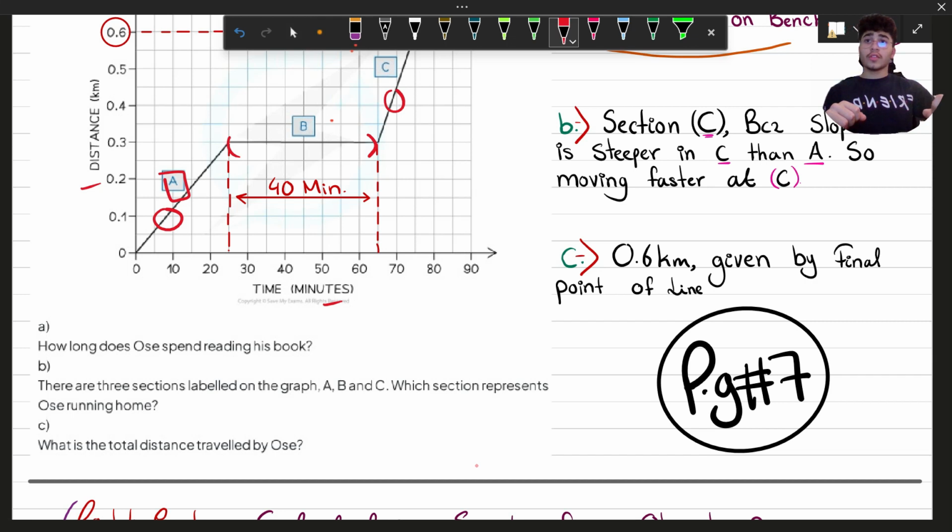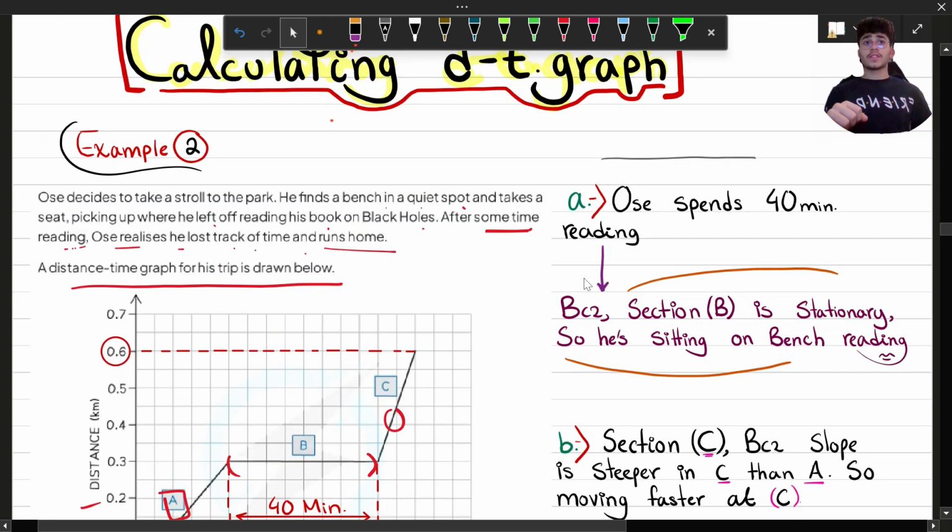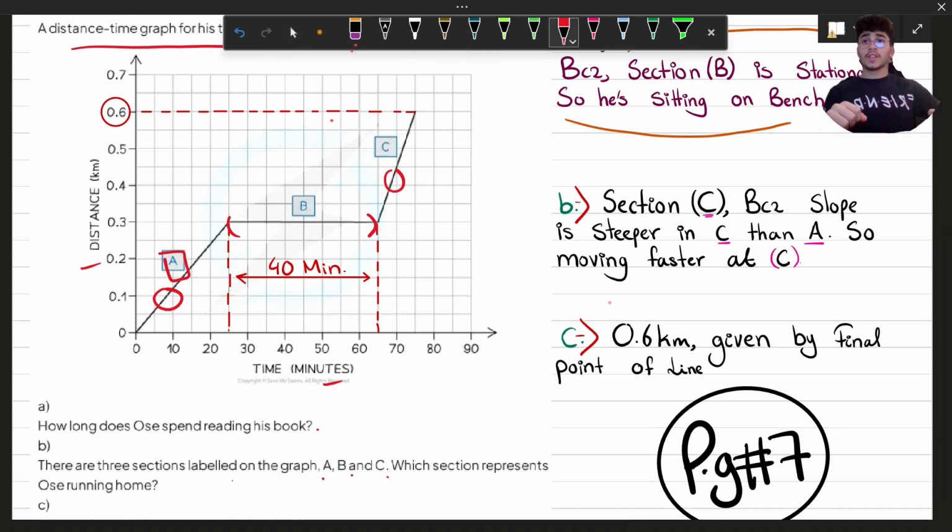The questions: how long does Jose spend reading his book? There are 3 sections labeled on the graph, A, B, and C. Which section represents Jose running home? What is the total distance traveled by Jose? So, for the first answer, Jose spends 40 minutes reading because the difference between 25 and 65 is 40 minutes. So he spends 40 minutes reading because for 40 minutes he was stationary, and at B the graph is stationary.